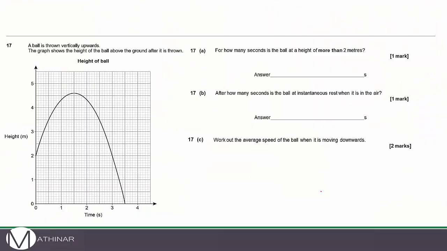Question number 17. A ball is thrown vertically upwards. The graph shows the height of the ball above the ground after it is thrown. For how many seconds is the ball at a height of more than 2 meters? So it's thrown from a height of 2 meters. It goes higher, it goes over 4 meters, almost 5 meters, then comes back down. And this is the point where it gets to 2 meters high, and then eventually it goes to the ground.